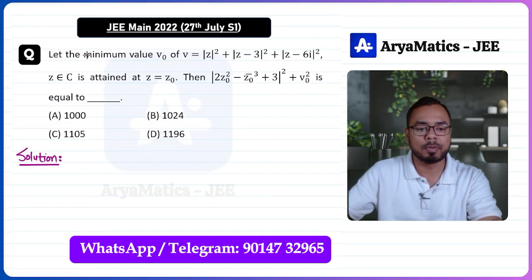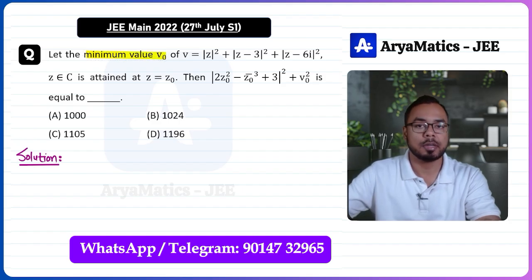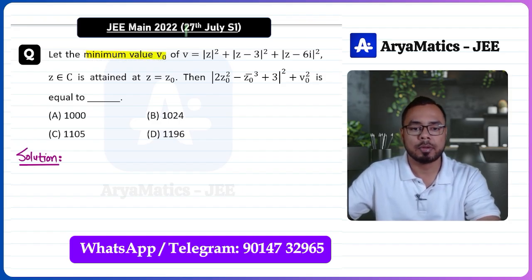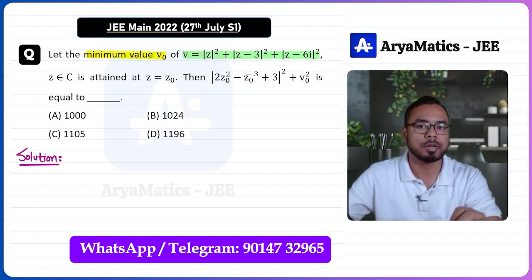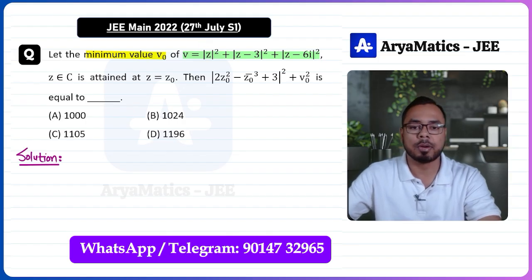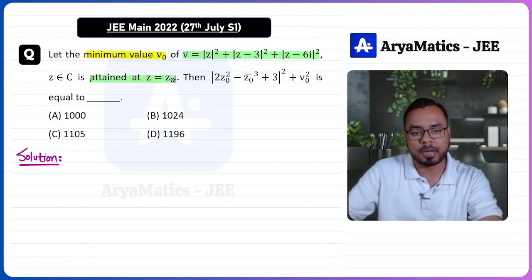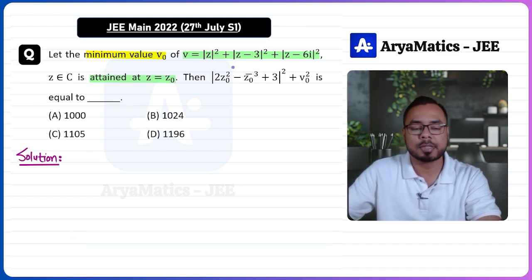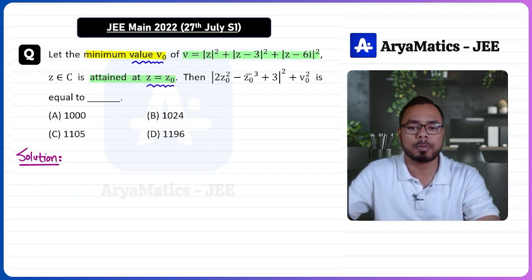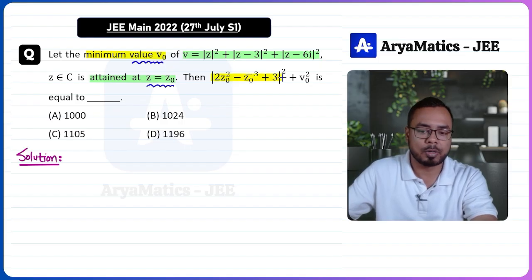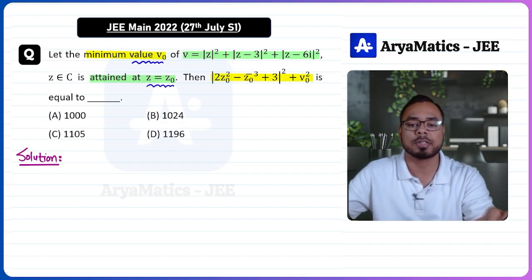Let the minimum value V naught of this expression V equals mod z square plus mod z minus 3 square plus mod z minus 6 iota square, where z is any complex number. This is attained at z equals z naught. So the minimum value of this expression is V naught, and we get it when the value of z is z naught. Then the question is, what should be the value of the square of the modulus of this complex number plus V naught square?